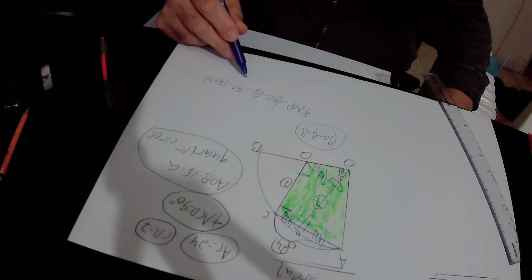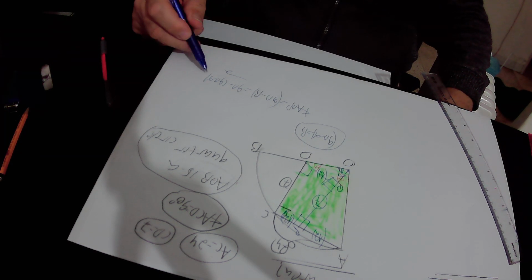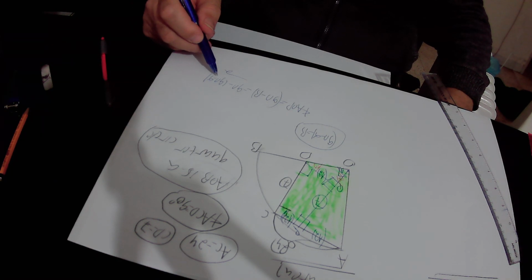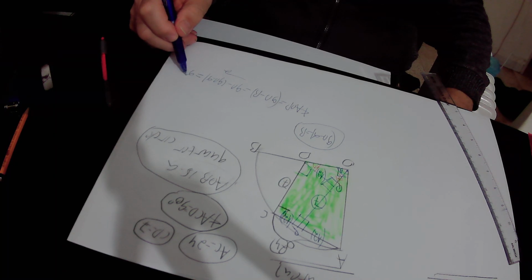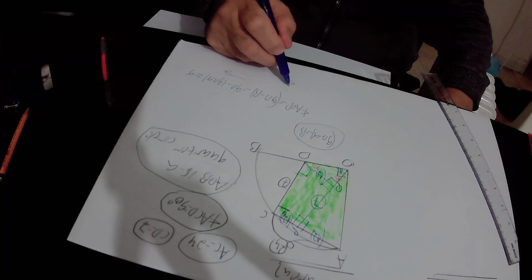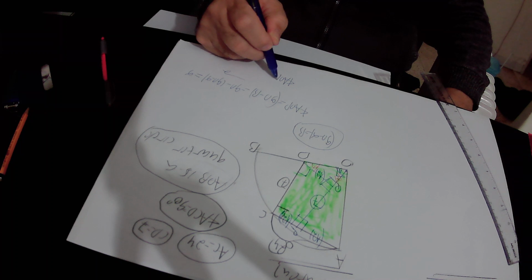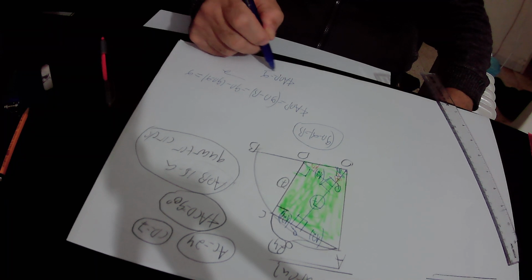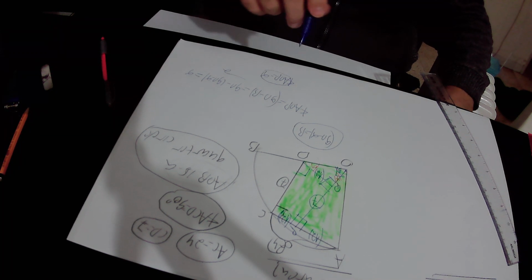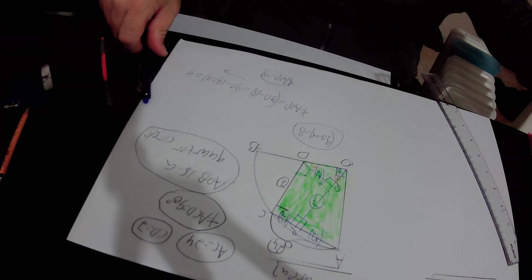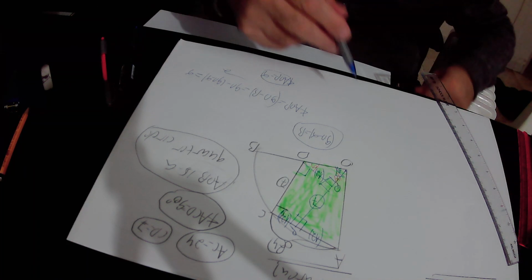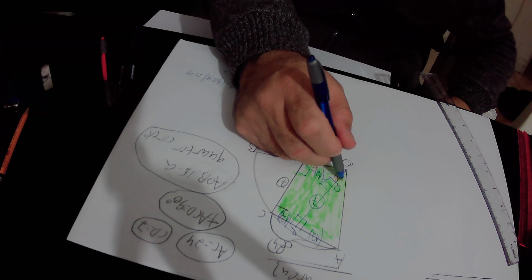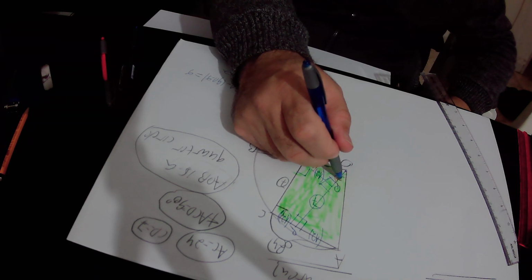We'll open the brackets here. 90 degrees minus 90 degrees is 0, and minus times minus is plus. So in total, this expression equals alpha. So we found out that the missing angle AOP equals alpha. So here, this angle AOP equals alpha.